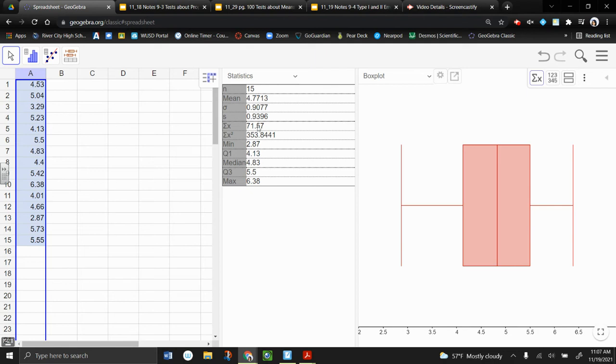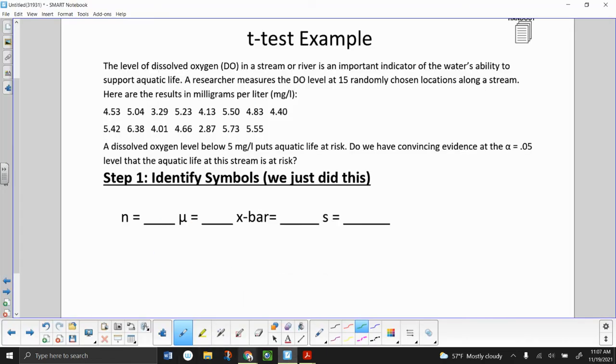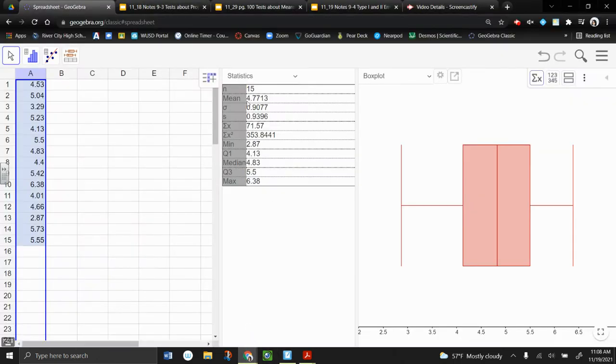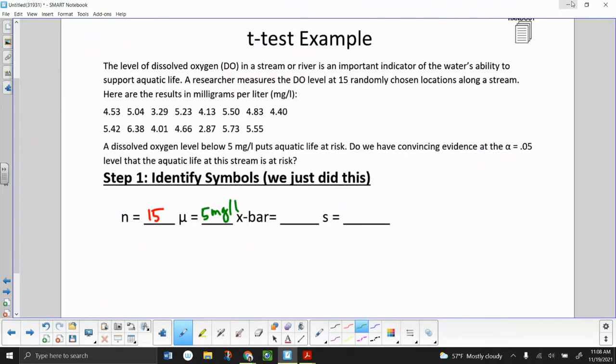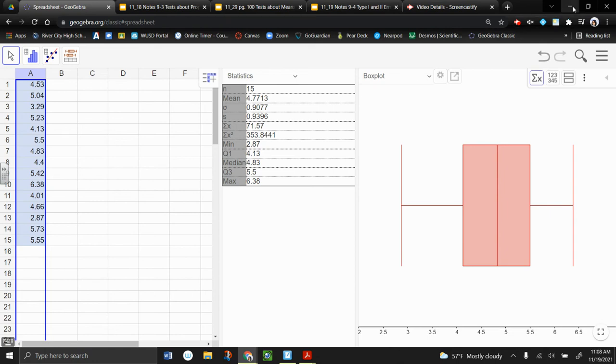So now we're going to have our statistics here. All right, so this is about levels of dissolved oxygen in a stream. So in terms of our sample size, there's 15. Since there were no outliers, we didn't eliminate anything, so n is equal to 15. The mean that we're looking at, we're comparing the dissolved oxygen levels in our stream to 5 milligrams per liter. So that's going to be mu. X bar we're going to get from GeoGebra, our sample mean. It's going to be 4.7713. And our sample standard deviation is going to be 0.9396.